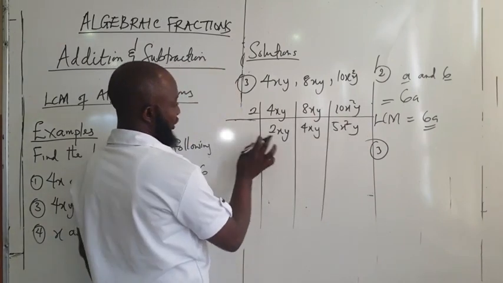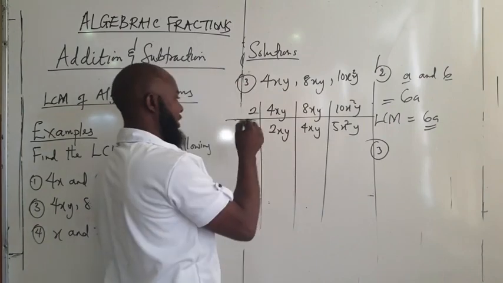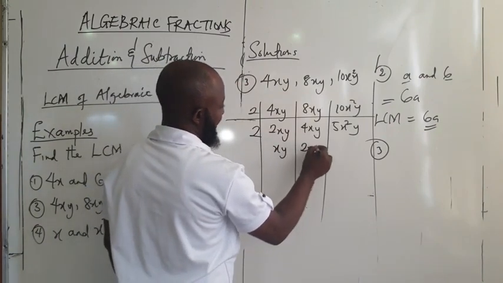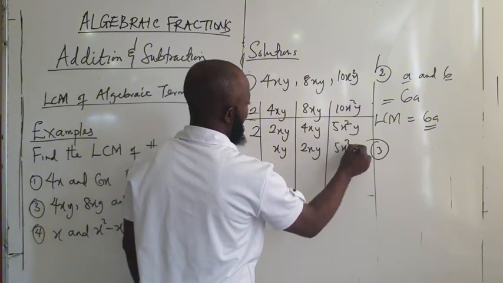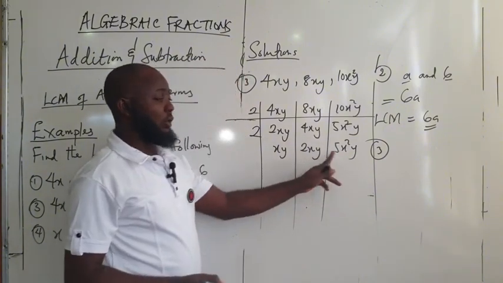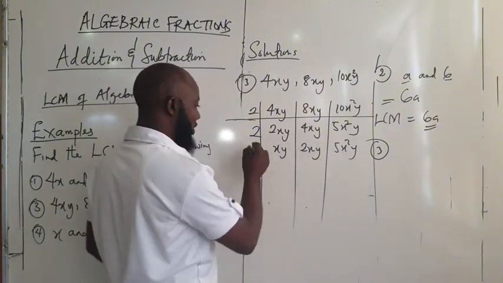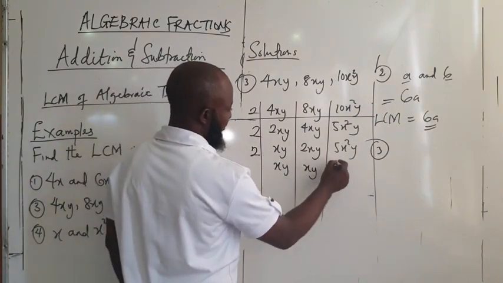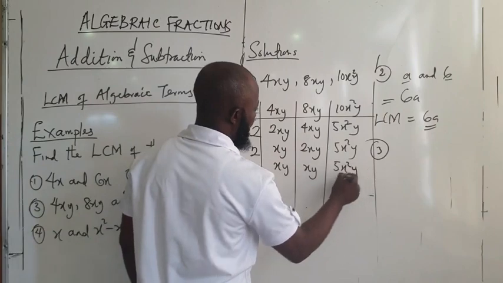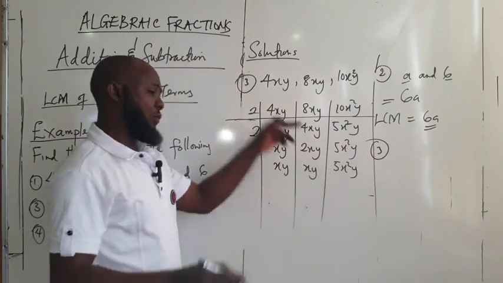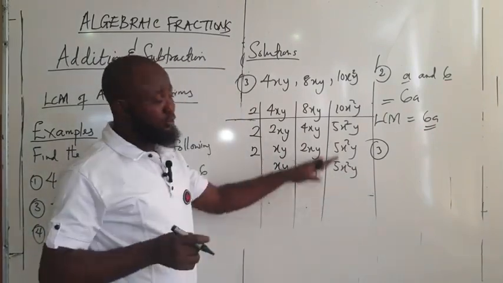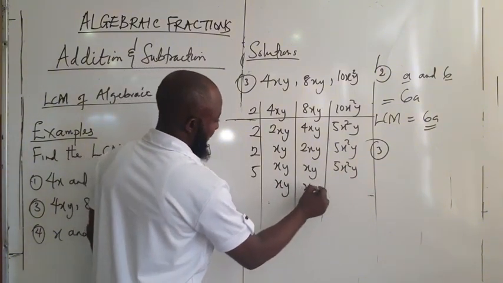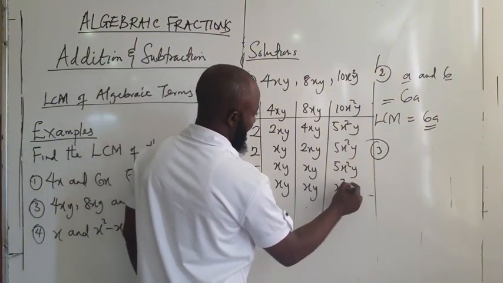2 can still go into 2 and 4, but cannot go into 5. We use it to divide. That will be xy, 2xy, 5x squared y. 2 can still go here, but cannot go here. We don't have 2 here, so we still use it. So that's xy, xy, 5x squared y. We don't have 5 here, we have 5 here, we must use it. You know, I said we are going to get to 1. So 5 can go, that is xy, xy, x squared y.